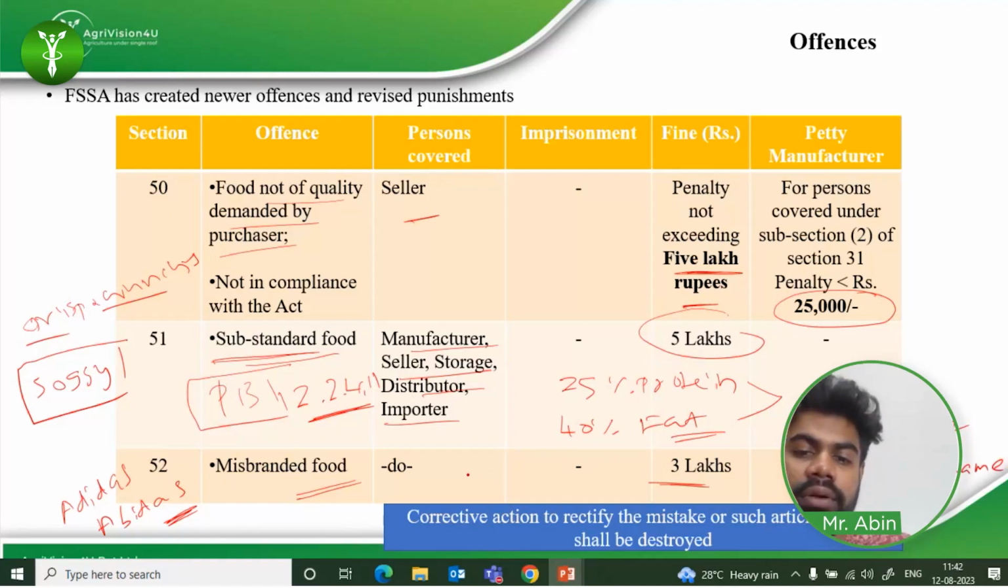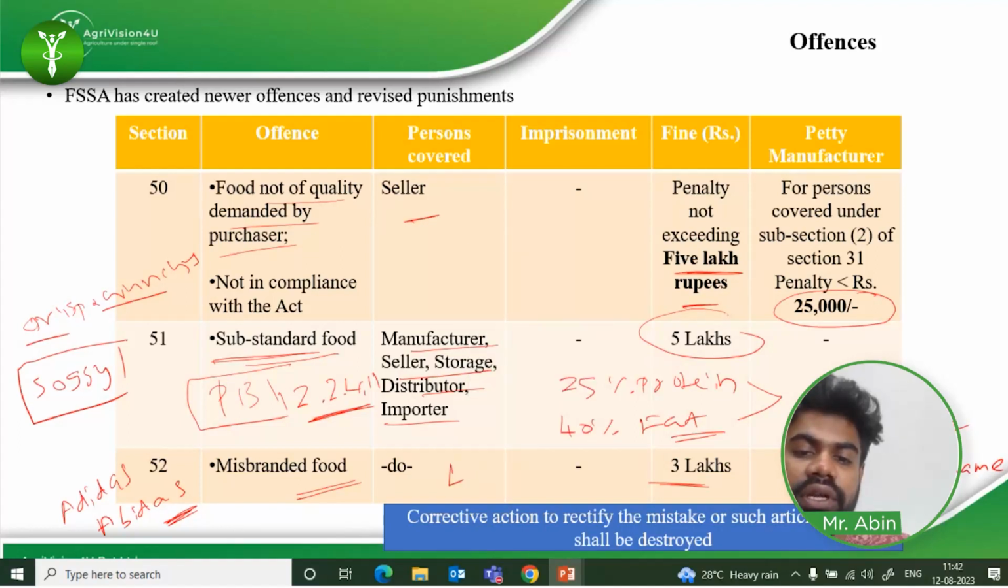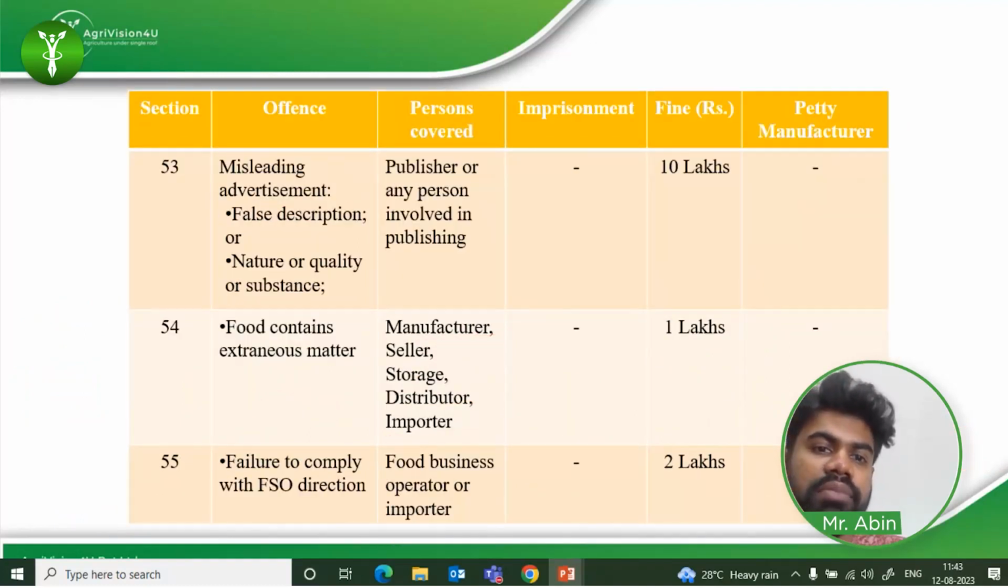Or there is a product from a major manufacturer in India, like Lay's, PepsiCo. Somebody else is selling an imitation product in a name which is the same or related to the same name. So these all come under misbranded food. The people involved in this will be responsible for a fine of 3 lakh rupees.